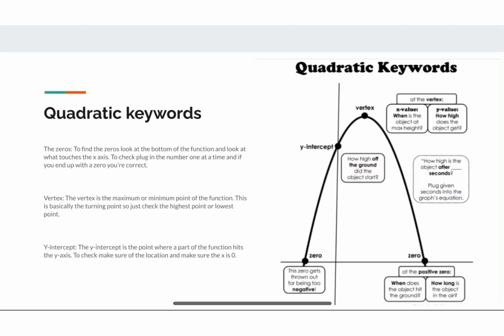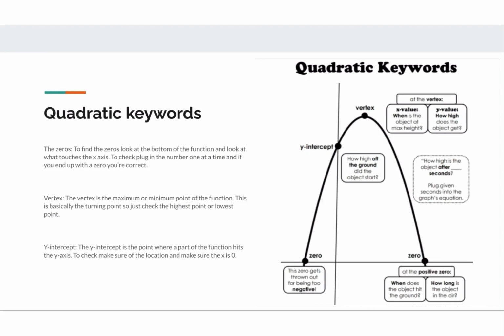Quadratic keywords, the zeros. To find the zeros, you have to look at the bottom of the function and look at what touches the x-axis. And then to check and make sure you've gotten the correct points, you have to plug in the numbers one at a time into the quadratic equation, and if you end up with a 0, then you're correct. Next, the vertex. The vertex is either the maximum or minimum point of the function. This is basically the turning point, so just check the highest or lowest point of the function.